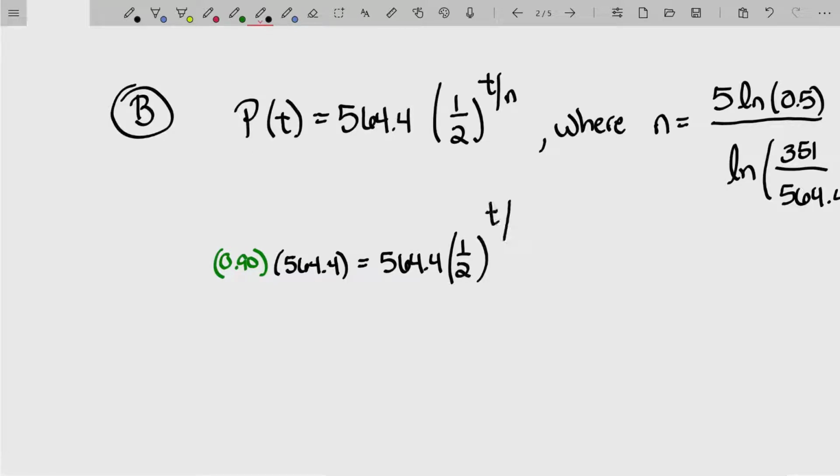I want to know, remember, n we know. I want to know what t is because it's the only thing we don't know in this problem. At what time do they have 90% still left in their system? So let's go ahead and start isolating that t. We'll divide both sides by 564.4, and when you do that, you'll see that on the left-hand side, the 564.4s will cancel.